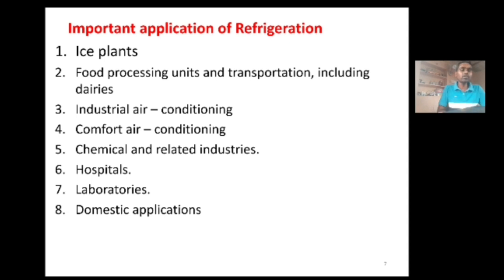Then comfort air conditioning, which we definitely use in our home. Then chemical and related industries. The basic example I can give you is that even in your medical shops there will be a refrigerator, right? That means there are certain chemicals which need to be stored at a certain temperature, right? There the refrigeration comes into picture. Then definitely in hospitals for the same purpose, laboratories, domestic applications, right?